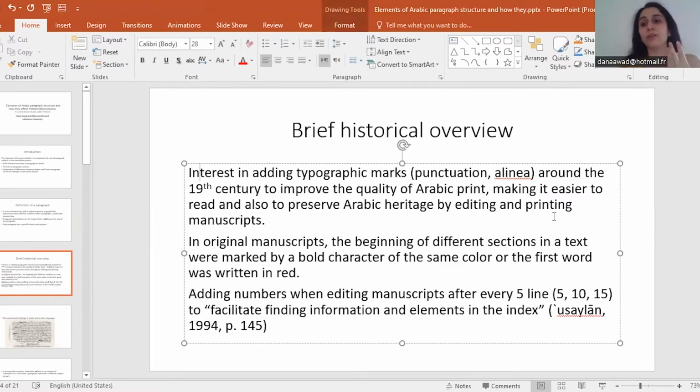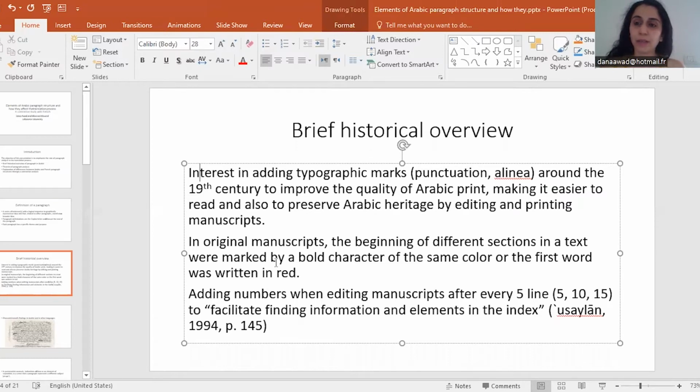For the historical overview of the interest in the concept of paragraph in Arabic, it started in the late 19th century, early 20th century to improve the quality of Arabic print, to make it easier to read, and it was part of a project to preserve Arabic cultural heritage against the European colonial rule at the time by collecting and editing old Arabic manuscripts and then preparing them for print, so to make them easier to read.